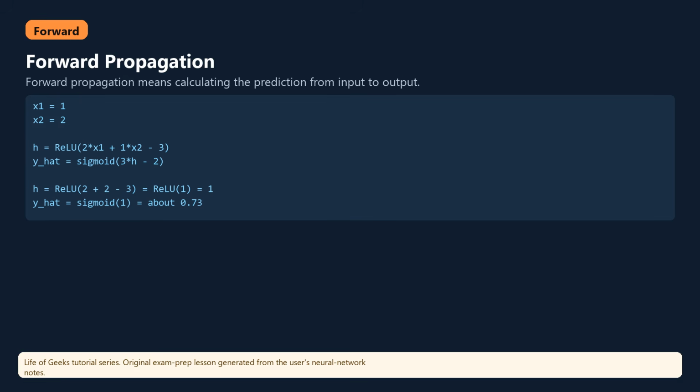Now calculate the output neuron. Y hat equals sigmoid of 3 times H minus 2. Since H is 1, that becomes sigmoid of 1, which is about 0.73. If this is binary classification and the threshold is 0.5, the model predicts class 1. This is the same process as the alien example. Calculate each layer in order until you reach the output.